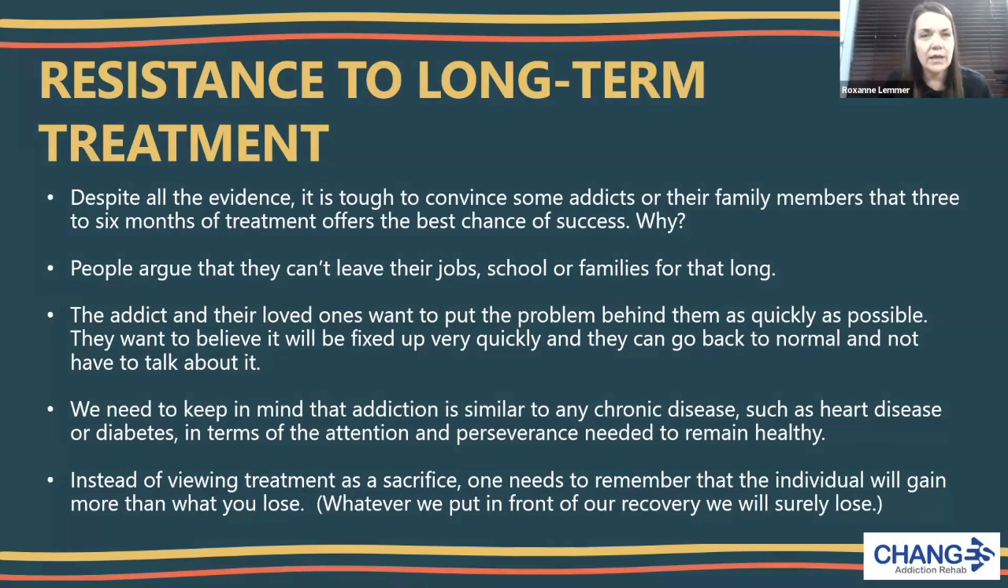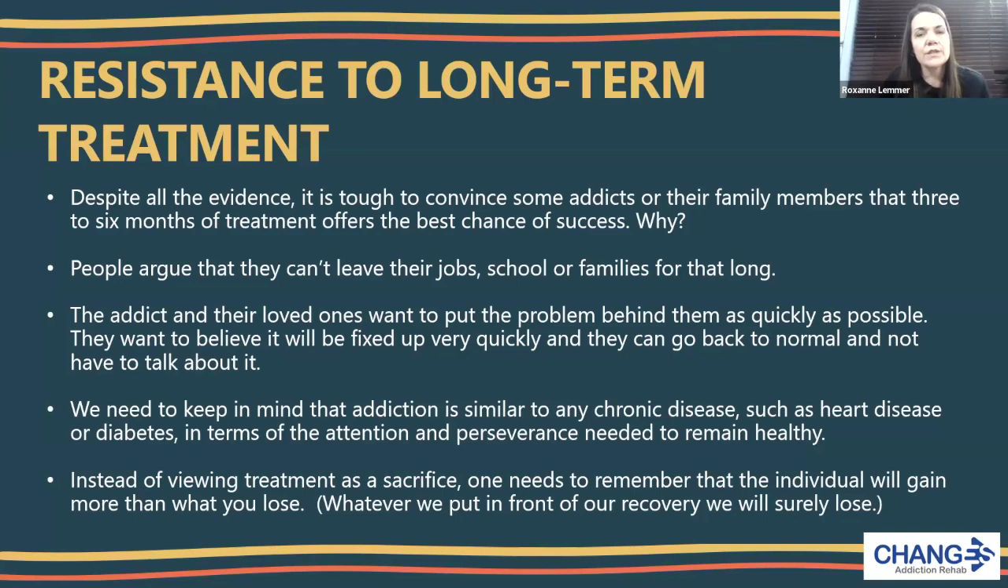These points just maybe give us an indication as to why that is. So despite all the evidence, it is tough to convince some addicts and even some family members that 3 to 6 months of treatment offers the best chances of success. And this can be because people argue that they can't leave their jobs, their school, or their families for that long. And in some cases, it is valid, and that's why there's different forms of long-term treatment, and we'll have a look at what that entails.